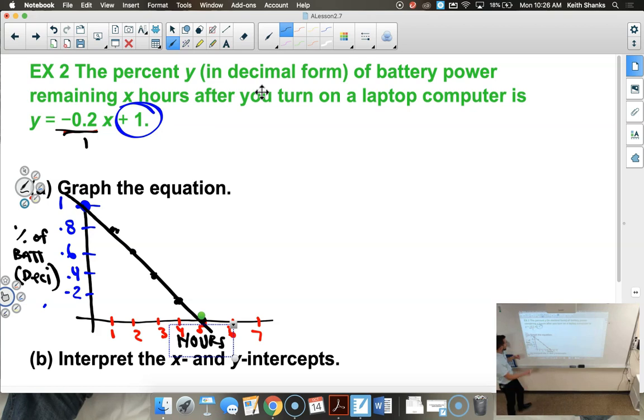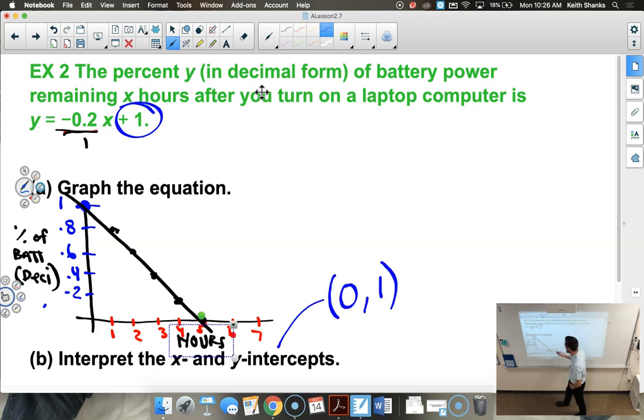Okay. So notice, and I'm going to do this right now for down here, my y-intercept is (0, 1) and my x-intercept is (5, 0).